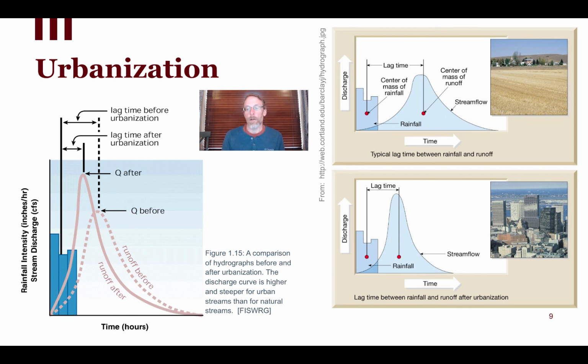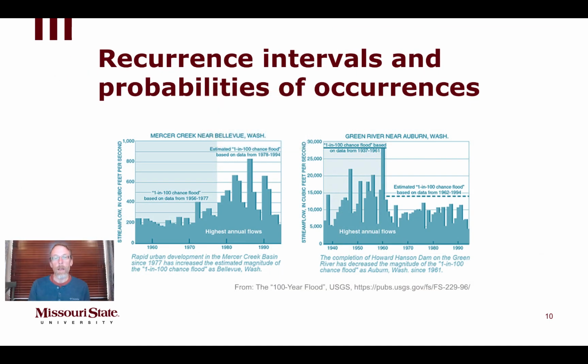The diagram on the left shows the same thing with a picture of an agricultural watershed and an urban watershed, and another illustration of the difference in both magnitude, or the peak of the flood, and the lag time of the flood. Now, some good examples of how recurrence intervals and probabilities of occurrences have changed in some watersheds. In a document called the 100-Year Flood that the USGS put out about 20 years ago or so, they compared changes over time in flood magnitudes in these two watersheds.